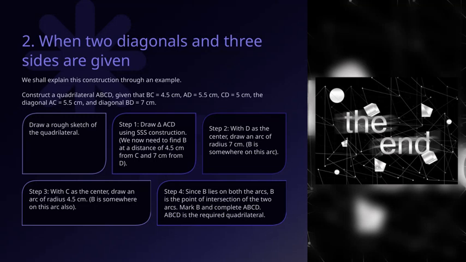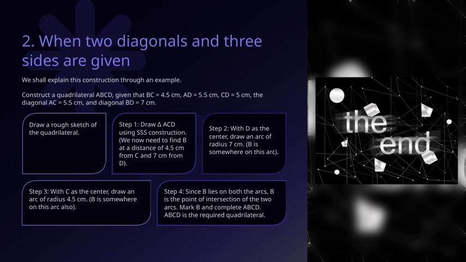Now, let's walk through an example to understand this construction when 2 diagonals and 3 sides are given. We start by constructing a quadrilateral ABCD with specific measurements. BC equals 4.5 centimeters, AD equals 5.5 centimeters, CD equals 5 centimeters, diagonal AC is 5.5 centimeters, and diagonal BD is 7 centimeters. First, I recommend drawing a rough sketch of the quadrilateral to visualize these measurements.